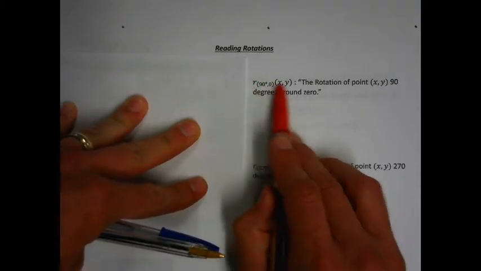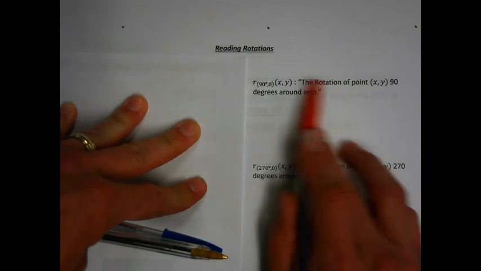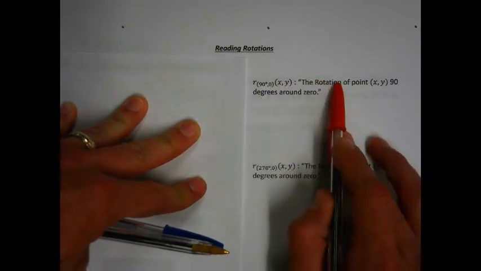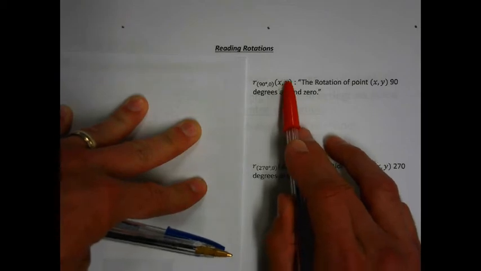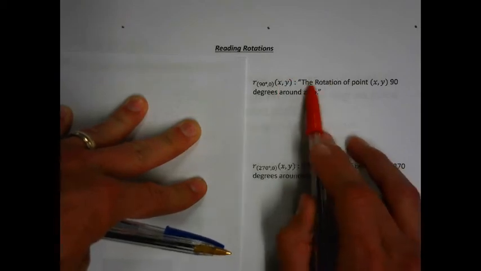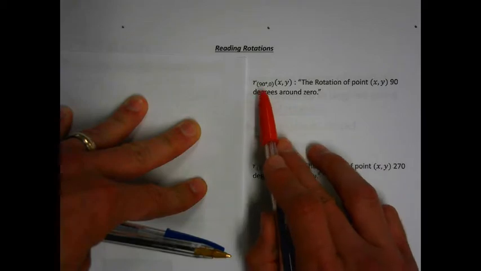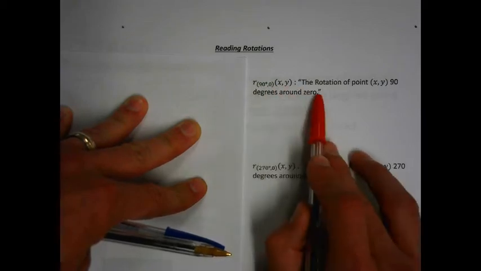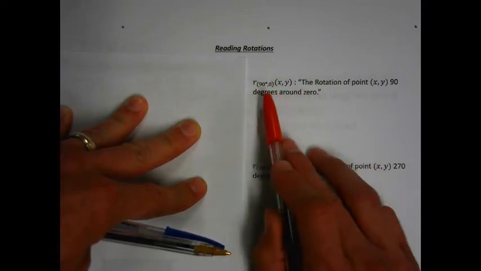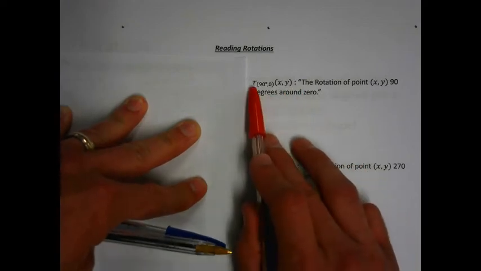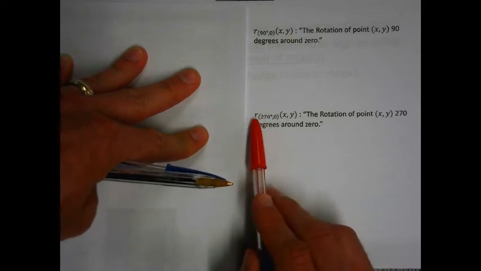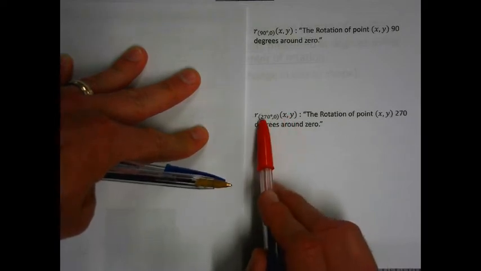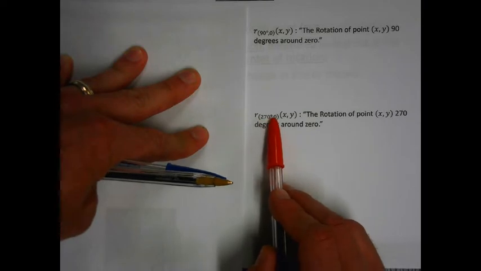So you look at this format and how we read that. We read the rotation, lowercase r, of a point or a shape or something. We're rotating the thing, and we're going to rotate it 90 degrees around 0, or around some center of rotation. That's the format. We read this as the rotation of (x, y) 90 degrees around 0. In this case, the rotation, small r, of (x, y) 270 degrees around 0.